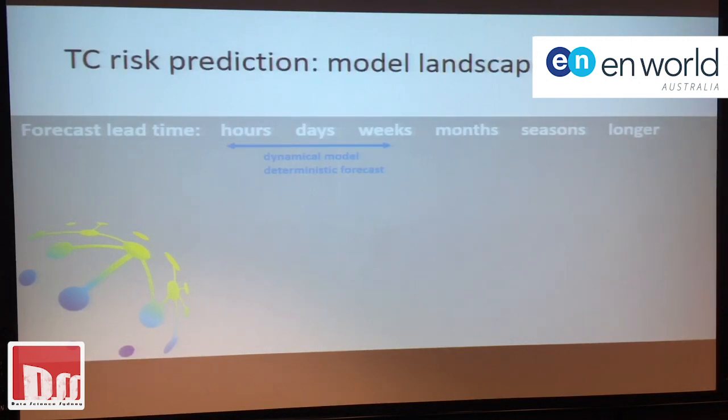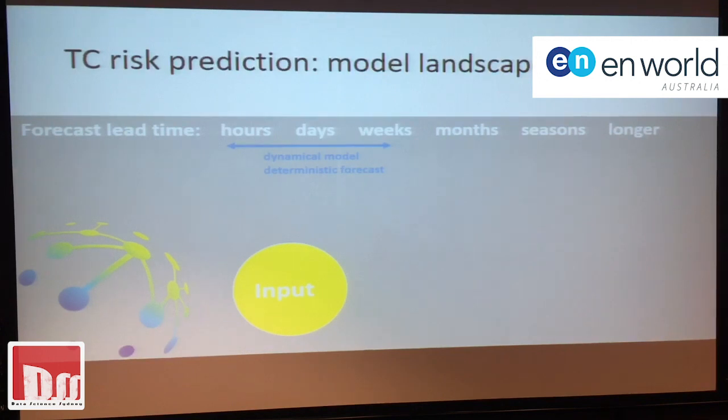So the question is, where will it hit? How intense will the cyclone be? And to answer those things, we use a dynamical model, and these are deterministic forecasting tools. And these are very much the same models you would use to predict tomorrow's weather. So these are models that try to completely simulate everything that happens in the atmosphere, and we'll try to completely simulate the cyclone as it occurs. So it's not probabilistic at all.